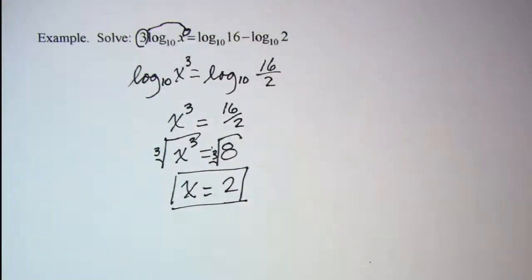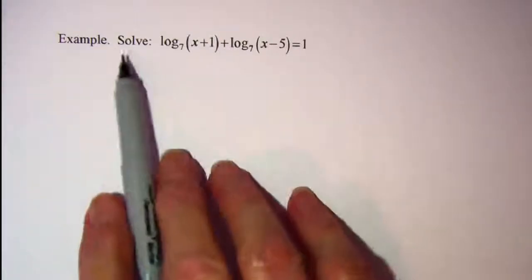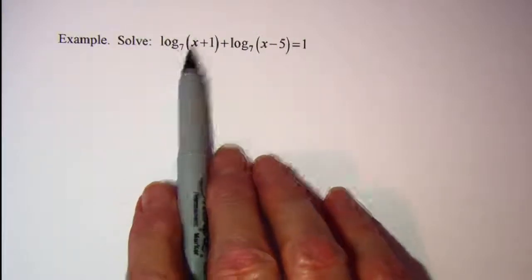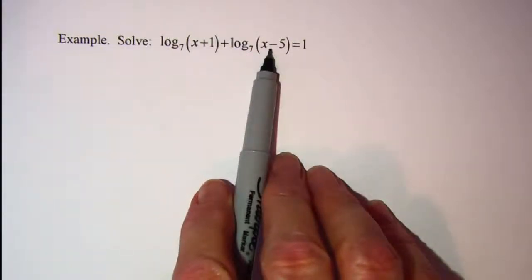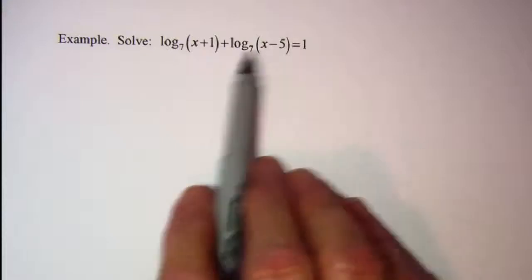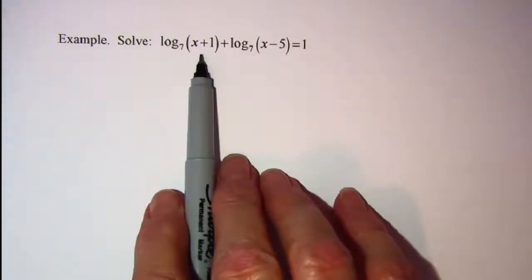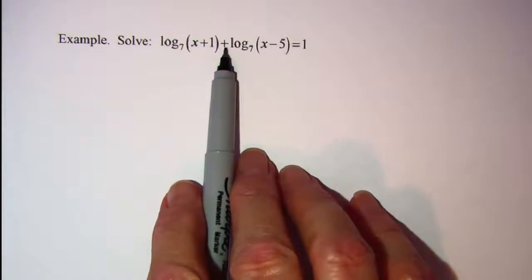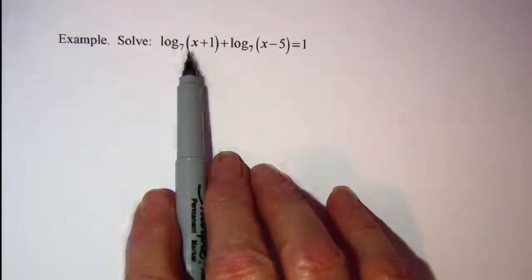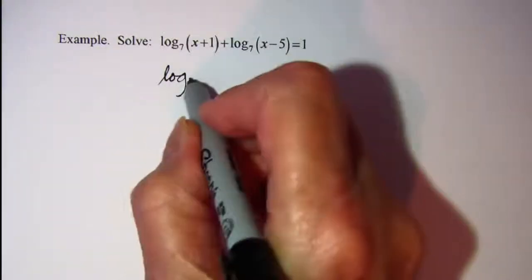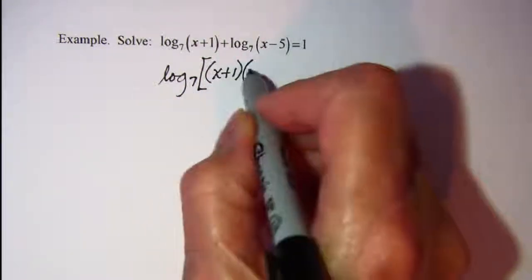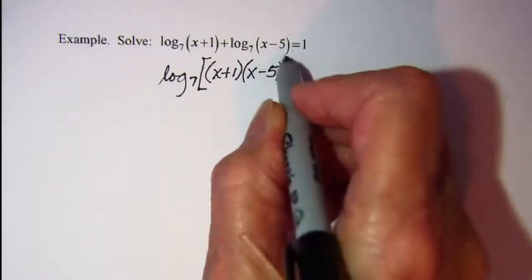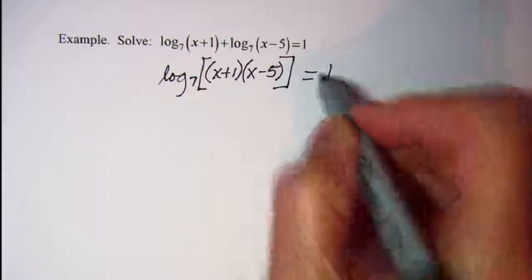Let's do another example. In this example, we want to solve log base 7 of the quantity x plus 1 plus the log base 7 of the quantity x minus 5 is equal to 1. Now the first thing we want to do is simplify this left side. We know that the sum of the logarithms is the same as the log of the product of the arguments. So this is the same as the log base 7 of x plus 1 times x minus 5, and that's equal to 1.